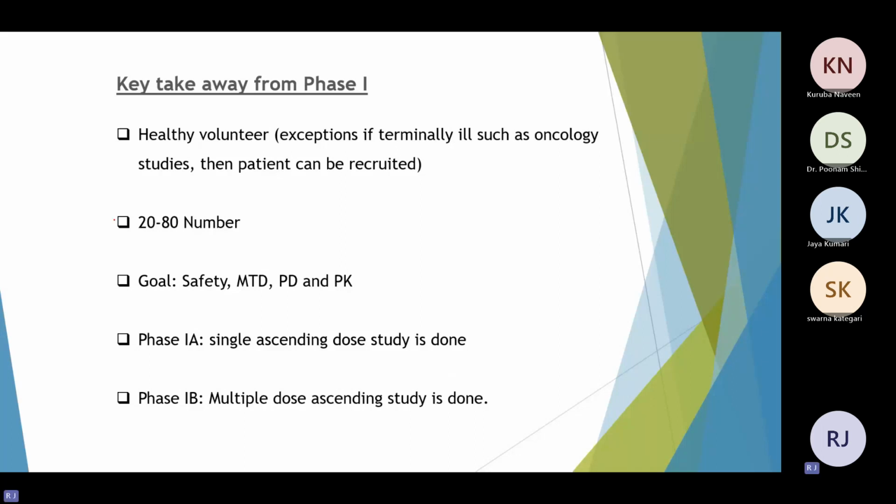And how many people are recruited? As I said, 20 to 80 people. This number may differ, but it will always be less than 100. And what is the goal of phase 1? Mainly safety, then MTD, then PK. Leave PD for now; we'll see it in our normal classes, where I'll explain more about the PD part. For now, the main goal of phase 1 is safety, MTD, maximum tolerated dose, and PK.